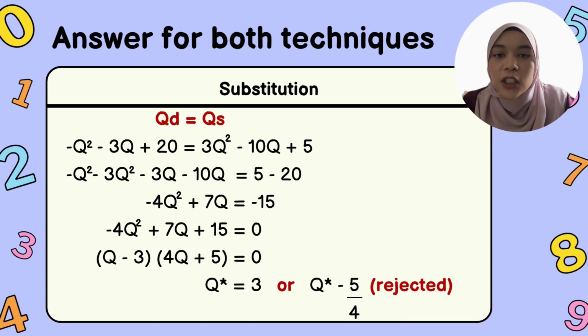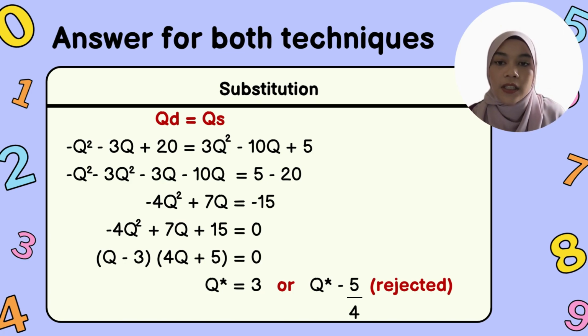Bring the Q terms to the left and the numbers to the right. Then it will be negative Q square minus 3Q square minus 3Q minus 10Q equal to 5 minus 20. Then solve it until we get the answer, which is negative 4Q square plus 7Q plus 15 equal to 0. Then factor the quadratic equation and we will get Q minus 3 and 4Q plus 5 equal to 0.